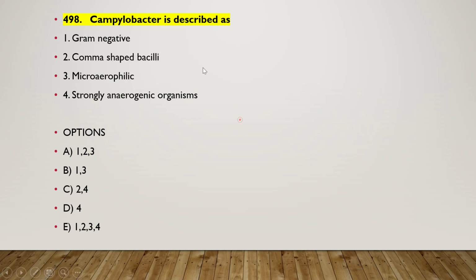So the next question is Campylobacter is described as gram-negative, comma-shaped bacilli, microaerophilic or strongly anaerobic organisms. And the right answer is option A. These first 3 options are correct regarding Campylobacter jejuni or Campylobacter organism. Okay, so they are gram-negative, comma-shaped bacilli and microaerophilic.